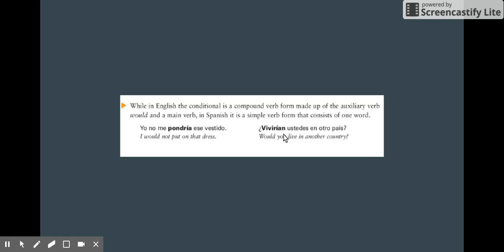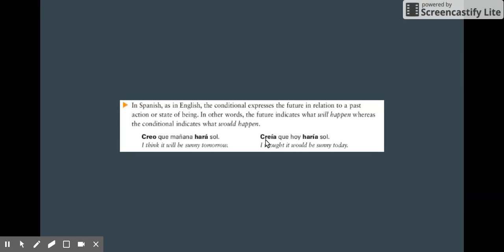One difference between English and Spanish is that in English, the conditional is a compound structure in that there are multiple parts. So you can see here, "would you live," three different words, or "I would not put." Whereas in Spanish, it's all combined into one single verb: "Yo no me pondría," "vivirían ustedes." So a little easier than English in this case. But for now, know that the conditional is the equivalent of "would."